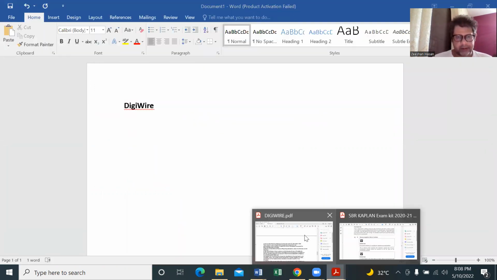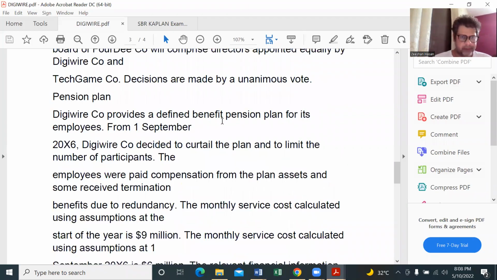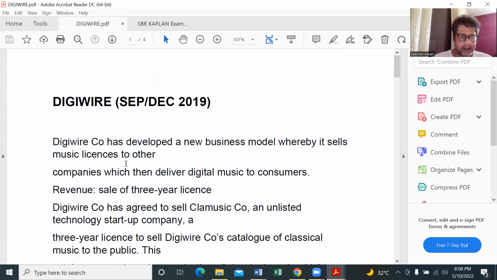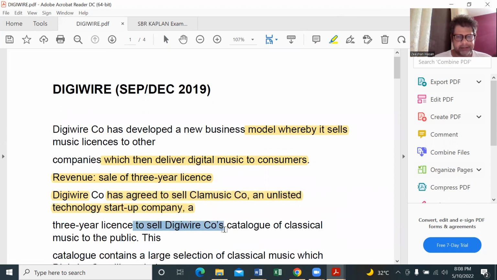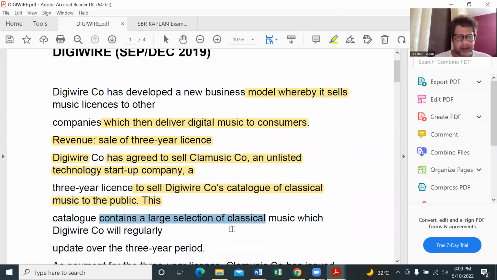Now let us move to the scenario. Back to the scenario, and what's the scenario saying? Let us look at that. Digiwire company has developed a new business model whereby it sells music licenses to other companies which then deliver music to consumers. Okay, the revenue: sales of a 3-year license. Digiwire company has agreed to sell Clam Music, an investment technology startup company, a 3-year license to sell Digiwire company's catalog of classical music to the public. This catalog contains a large section of classical music, which Digiwire company will regularly update over the 3-year period.